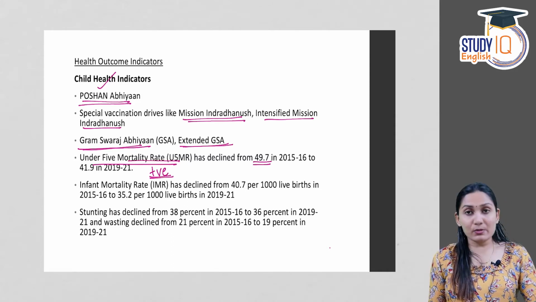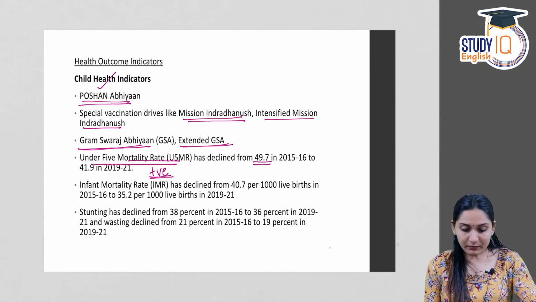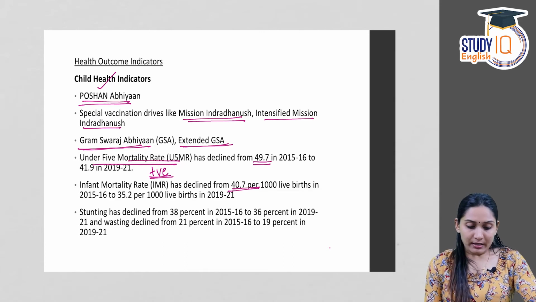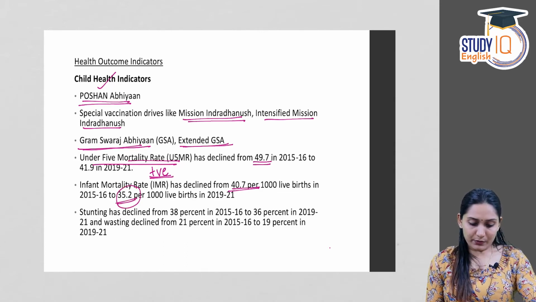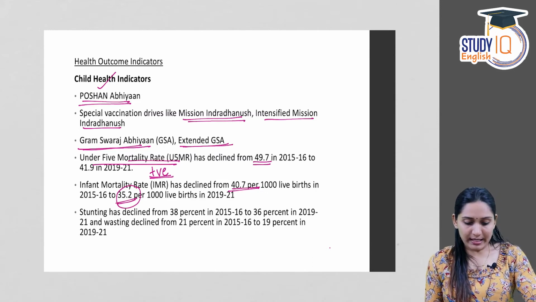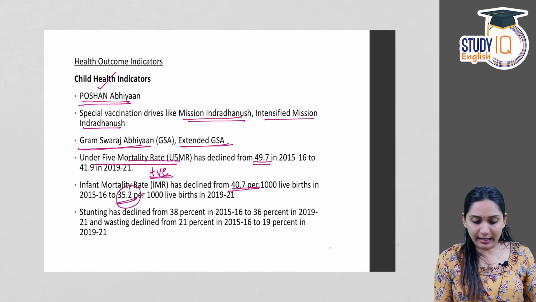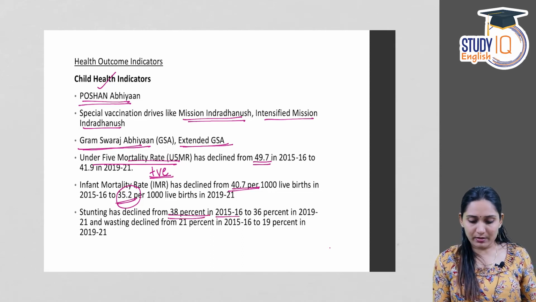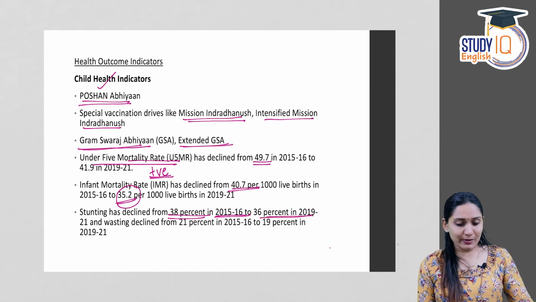Infant mortality rate also declined. Infant mortality rate is below the age of 1. Earlier it was 40.7 per 1000 live births in 2015-16 and now it's 35.2 per 1000 live births in 2019-21. Stunting has declined from 38% in 2015-16 to 36% in 2019-21.